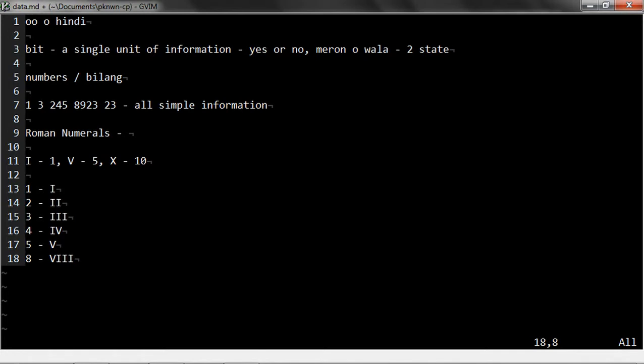Lalagay mo before dun sa number. Problema dito sa form na to, paano kung dumating ka na sa more than 1,000, more than 10,000 actually. Kasi normally sa Roman numerals, umaabot lang siya sa M, which is 1,000. So, what if umabot ka na ng million?